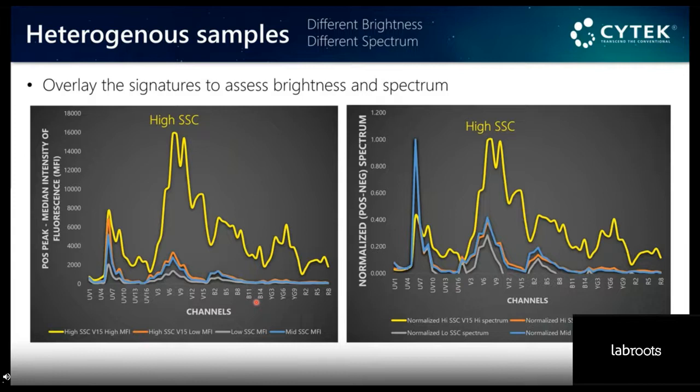We always go the same way to compare the signatures, independently of whether it's homogeneous or heterogeneous, and differences in the spectrum or brightness. The way to recognize those differences is by plotting them together. So that's what we did. The 4 signatures were plotted together to understand their median intensity of fluorescence, and we see clearly how the high scatter population is so different in intensity, brighter than others.